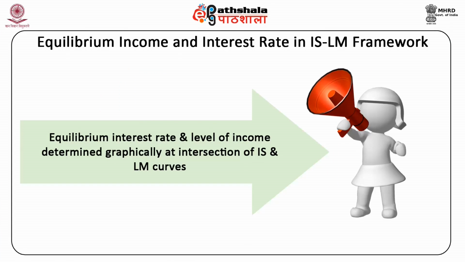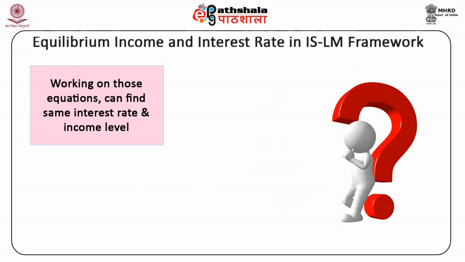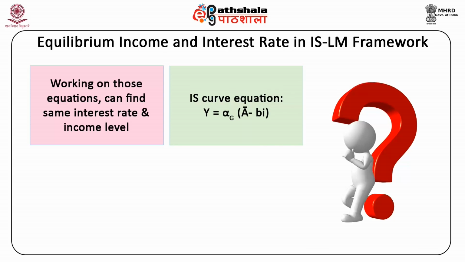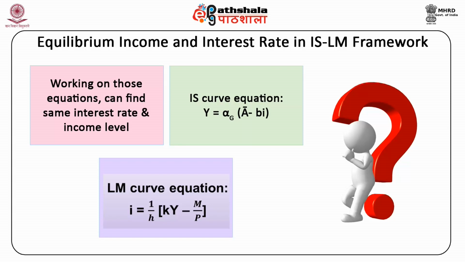Moving on to equilibrium income and interest rate in the IS-LM framework. The equilibrium interest rate and level of income have been determined graphically at the intersection of IS and LM curves in the previous section. By working on those equations, we can find the same interest rate and income level which we derived graphically. IS curve equation: y = αG(Ā − bi). LM curve equation: i = (1/h)(ky − M/P).